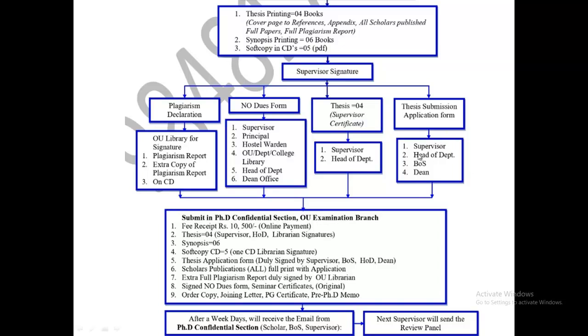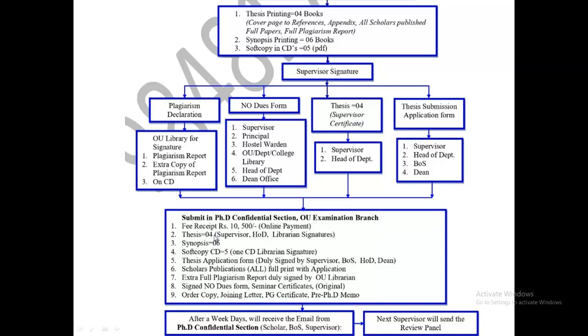In this application form, you will have 4 signatures. One is the supervisor. First, the supervisor has to sign. Then the HOD of the department will sign. Then the BOS of the department will sign. Then the Dean will sign. So for all these people, if you want the signatures, you have to go with the final printed thesis along with the synopsis. If you go to the supervisor, only after signing on the book will they sign on the application form. Then at last, the submission of the thesis to the confidential section, OU examination branch.